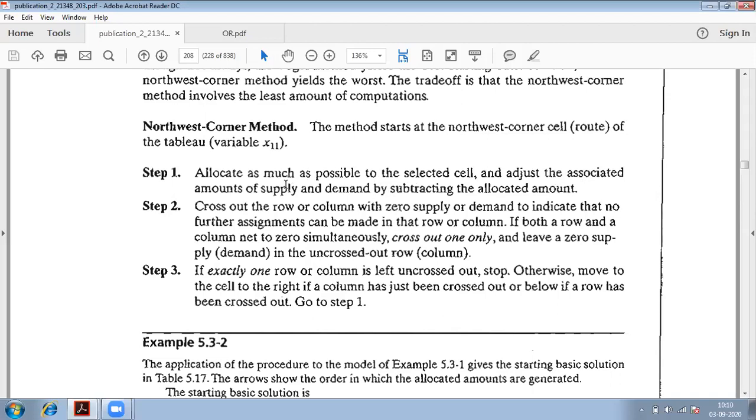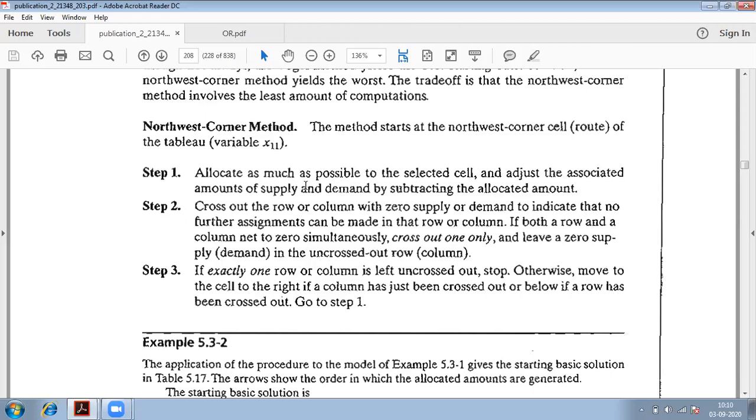First of all, you have to allocate to the top left corner, allocate as much as possible, then try to balance into the second cell, that is x12, and after that you come down to x22, like that you have to solve it. Next, step 2: cross out the row or the column with a zero supply or demand to indicate that no further assignments can be made in that row or column.